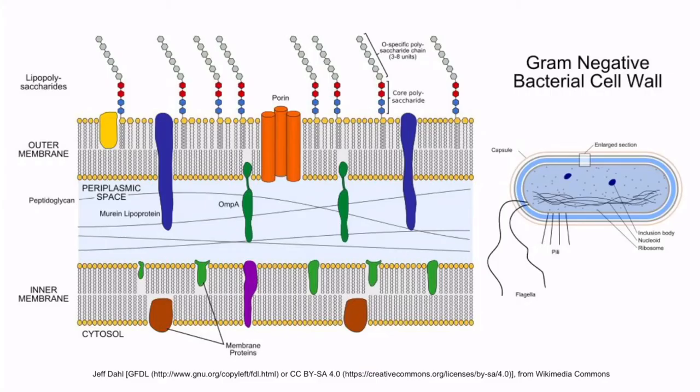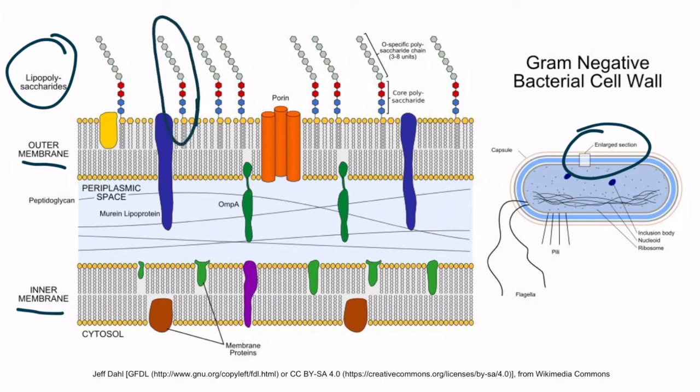This is an image of the bacterial cell wall of gram-negative organisms. You can see that we've zoomed up on this part of the cell wall right here. This is the inner membrane, and this is the outer membrane. This image shows lipopolysaccharides embedded in the outer membrane. However, the concept is the same, except that Neisseria contains lipooligosaccharides. So the lipooligosaccharide of Neisseria would look kind of like these structures on the outer membrane of the cell wall.